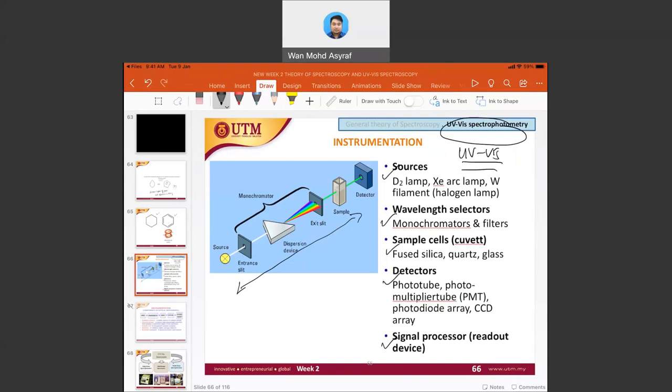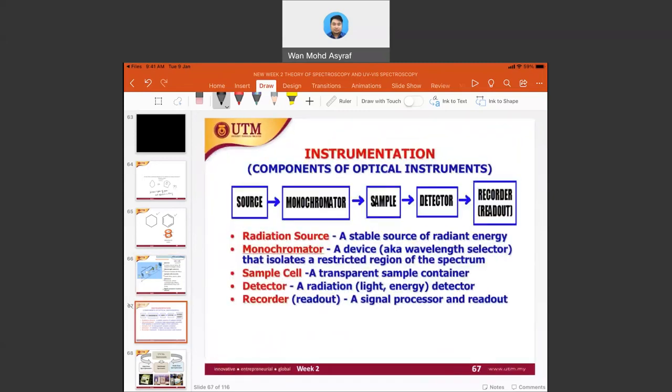Okay, so we will be looking into each of the components inside a UV-vis spectrometer. The radiation source must be a stable source of radiation energy. This is the condition. Also we need to have a wavelength selector, which in this case we are going to look at monochromator and also some filters. The third one is a sample cell, which is a transparent sample container. The fourth one is a detector, and the fifth one is the recorder, as I've mentioned before.